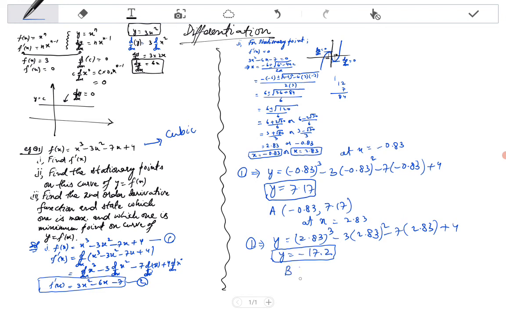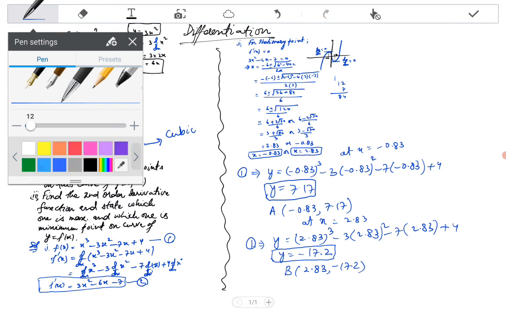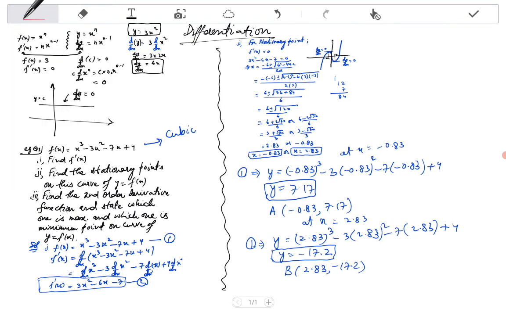Let's suppose this is the second turning point, which is coming at 2.83 along the x-axis, and minus 17.2 is the value of y. So we have two turning points here. These are two turning points. Turning point one, and this is turning point number 2. So this is how we find out turning points.